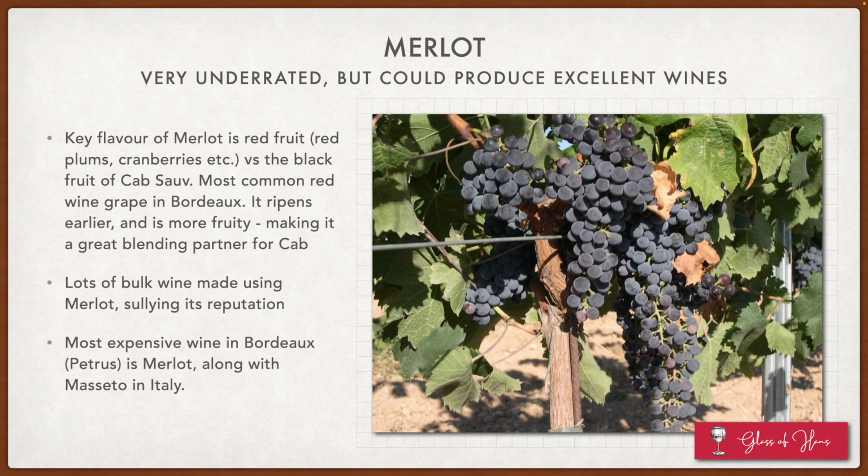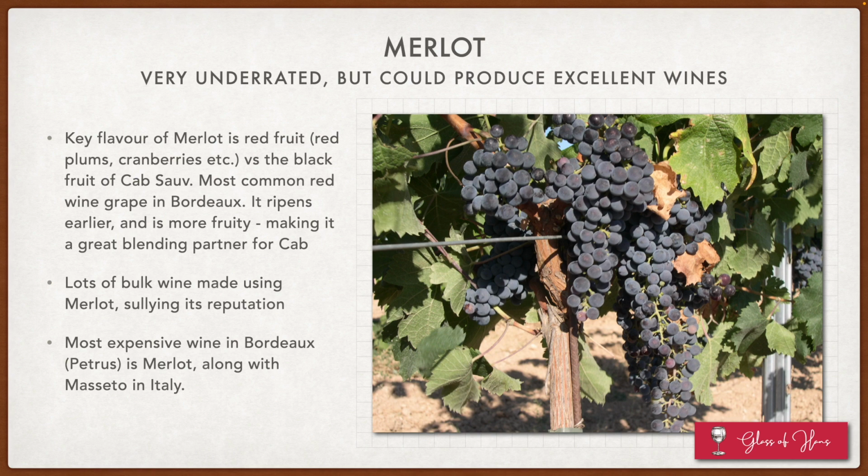Next up, we have Merlot. It tends to be underrated, especially due to the movie Sideways, which is funny. I didn't think that many people watched the movie, but Merlot definitely tanked after that movie. The key flavor of Merlot is red fruit, for example, red plums and cranberries, versus the black fruit style of Cabernet Sauvignon. So it's the most common red wine grape in Bordeaux. It ripens early and makes it a great blending partner for Cabernet.